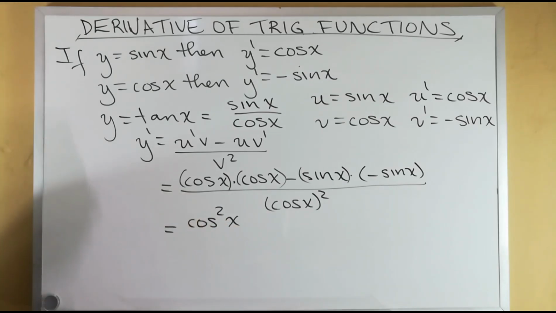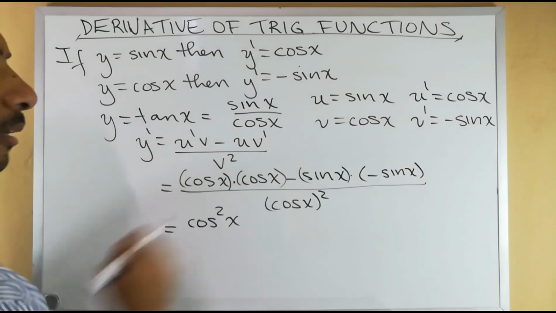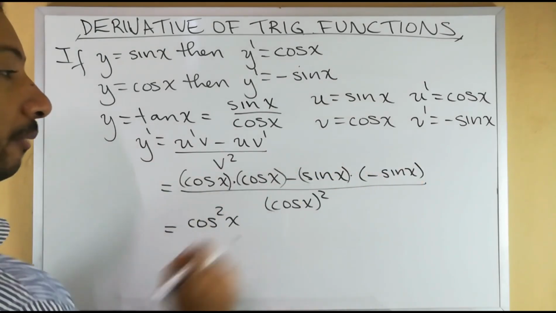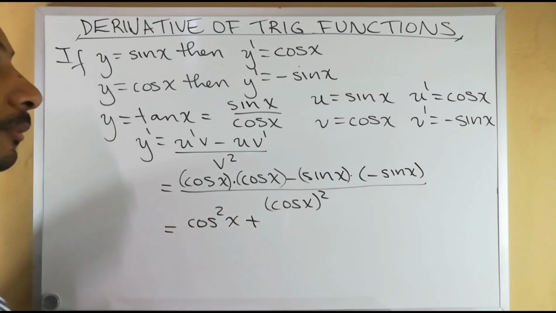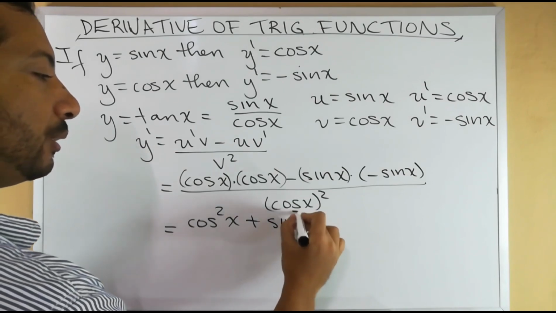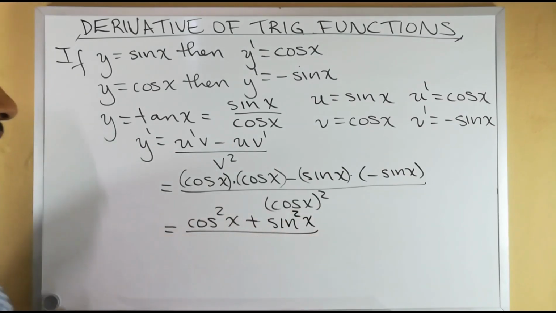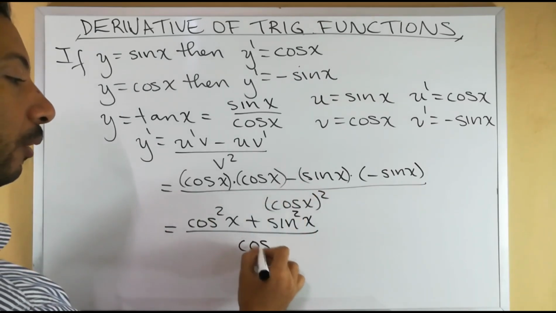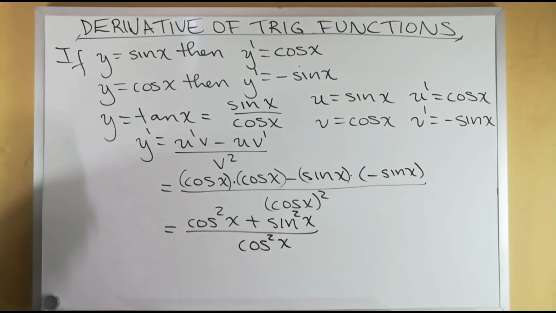cosine squared of x. Then, simplifying the other side, we have a negative times a negative, so that gives us a positive. And we have sine x times sine x, which would be sine squared x. That is divided by the square of cosine of x, which again would just be cosine squared of x.